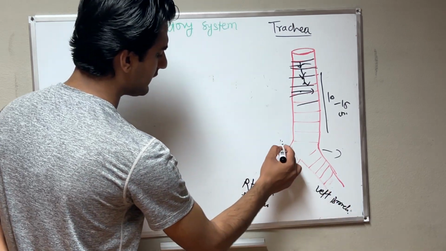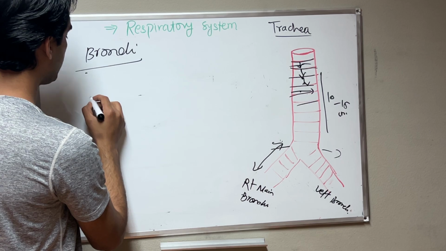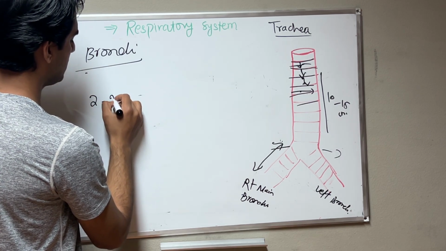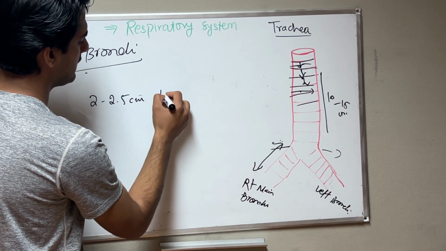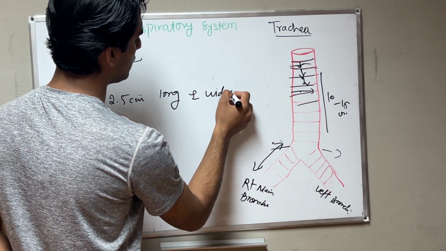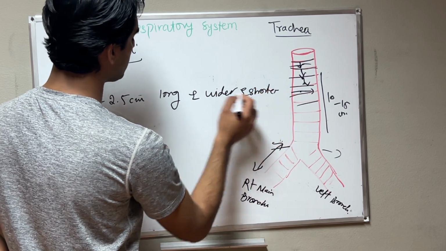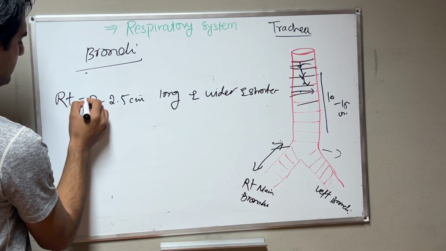Now if you talk about the right main bronchus, it is 2.25 centimeter long, wider and shorter. Okay, the right one, the right bronchus.